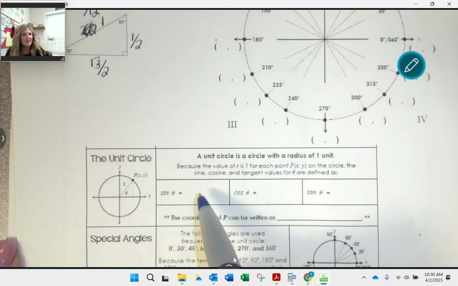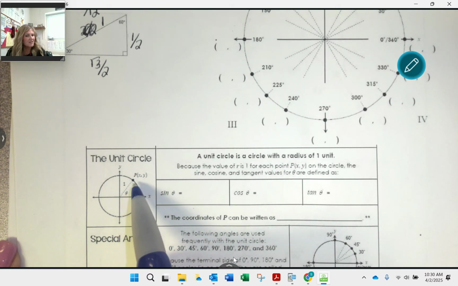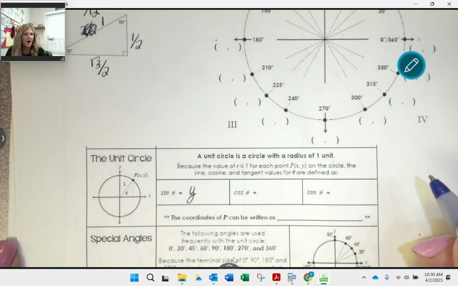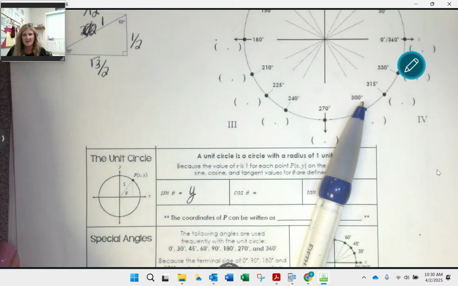But I want you to think of another way that we could do this. If I have a radius of 1, which is what we're doing, then wouldn't the sine of theta just be equal to whatever this y value is right here? Because I would do opposite over hypotenuse, but what are we saying the hypotenuse is always going to be? 1. So the sine of theta is now just going to be y. Okay, fill that in. The sine of theta is just going to be y.